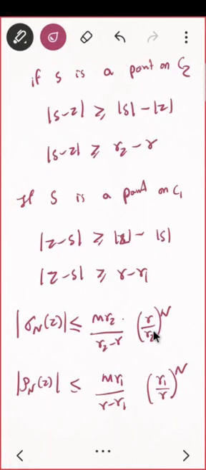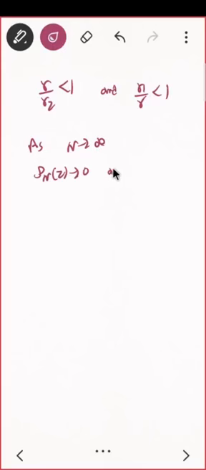It is something like a geometric progression, a geometric series you can say. Or just take the limit: this goes to 0, a standard sequence, b raised to n goes to 0 if b lies between -1 and 1. Correct. So this shows that as n goes to infinity, sigma n of z goes to 0, and rho n of z also goes to 0. Okay, hence we are done.